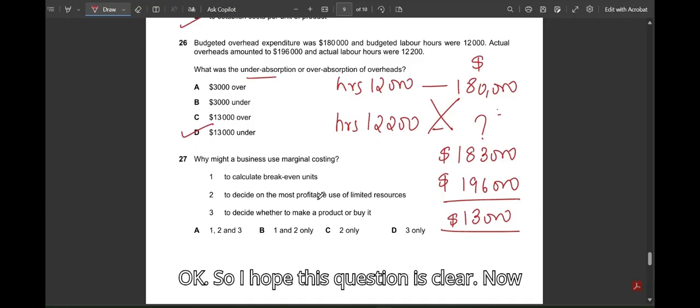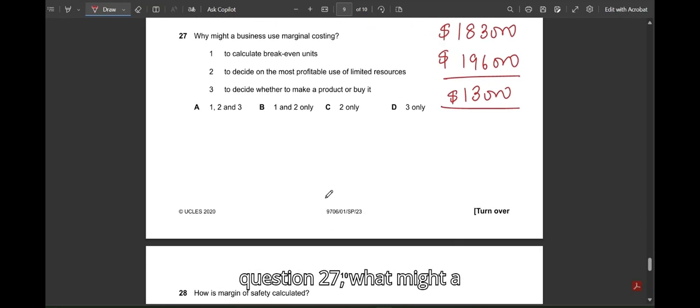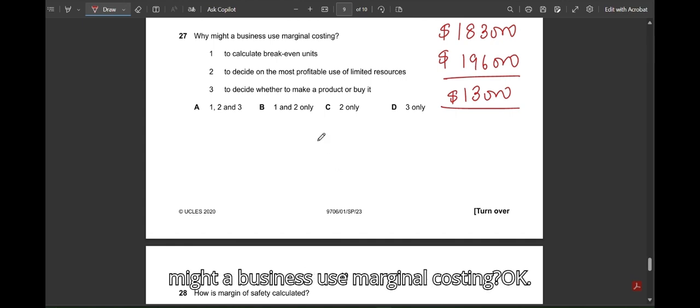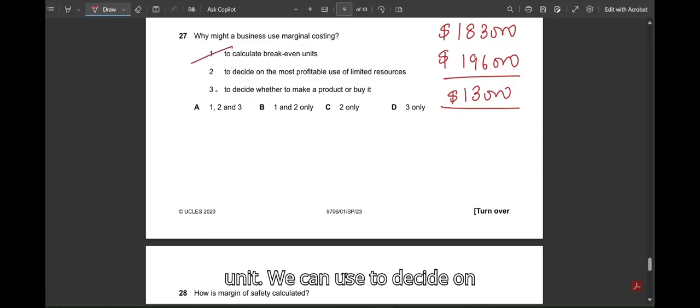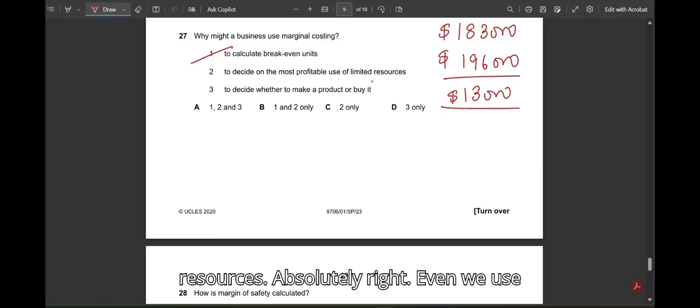Okay, so I hope this question is clear. Now question 27. Why might a business use marginal costing? Okay, to calculate break-even units, absolutely right. We use it to calculate break-even units. We can use it to decide on the most profitable use of limited resources. Absolutely right. We use it for this too.